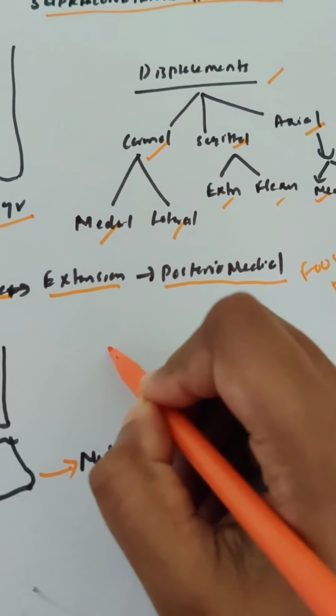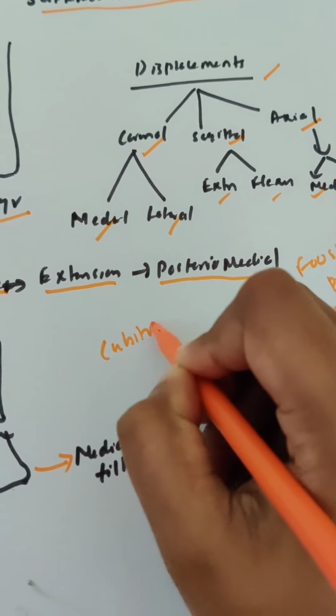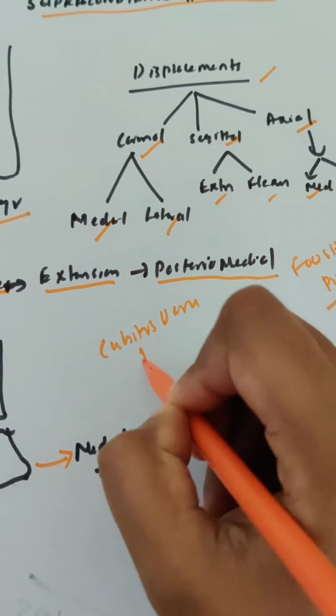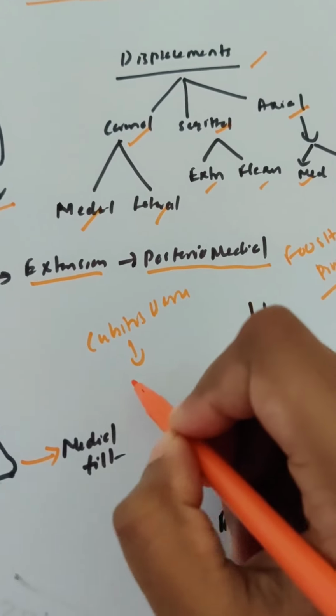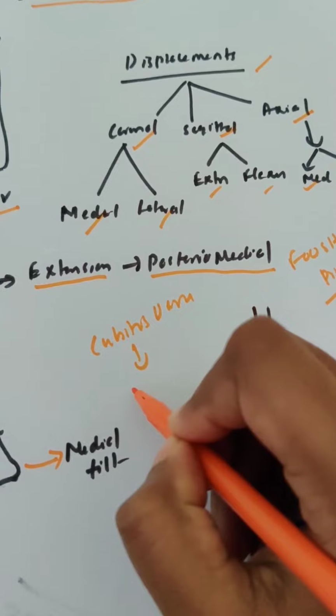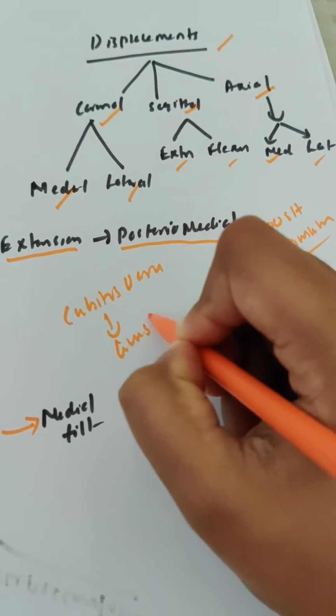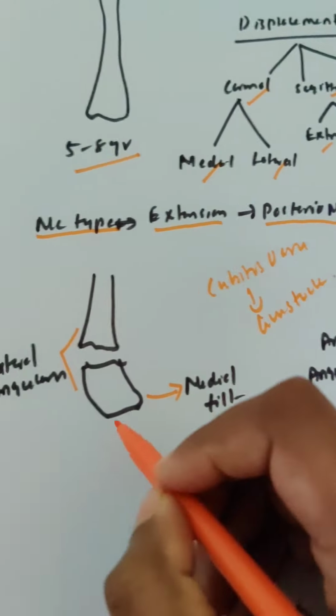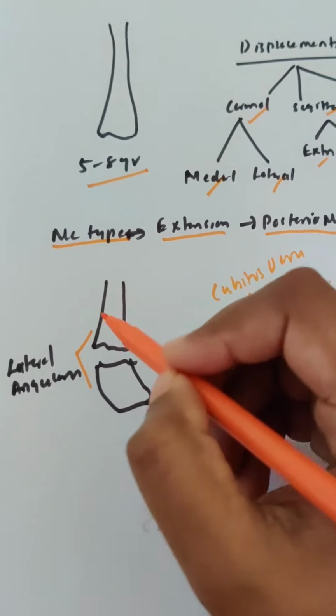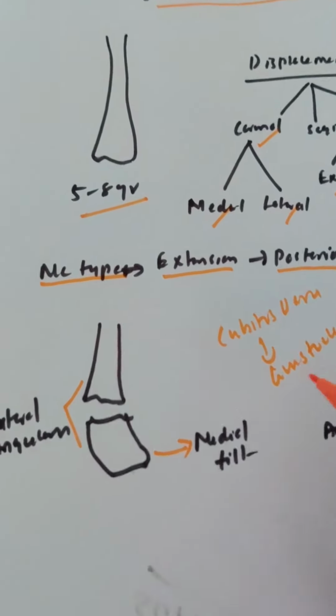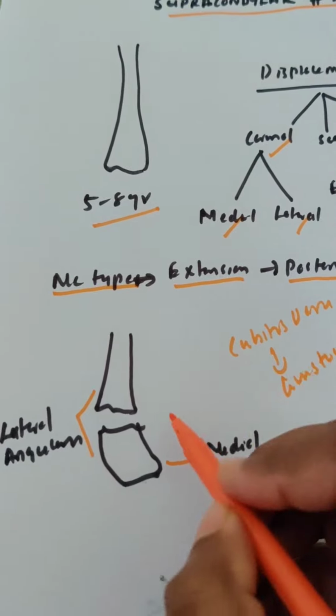So first one is the medial tilt. The most common deformity occurring in supracondylar malunion is the cubitus varus deformity, also known as the gun stock deformity. The most common type is extension posterior medial type. And now we will discuss displacements in the most common type of supracondylar fracture.